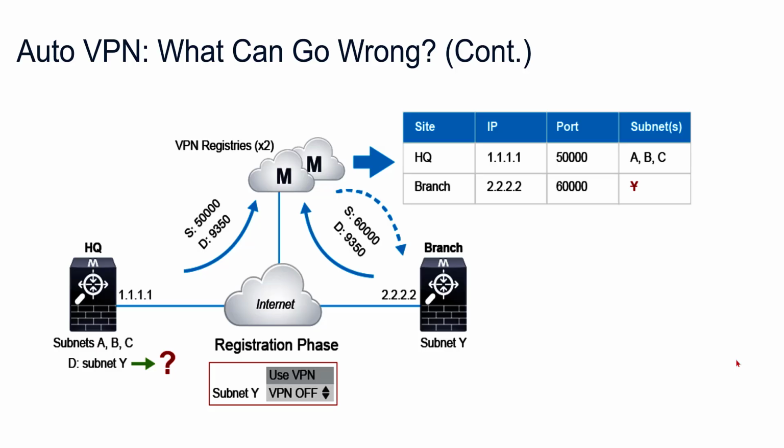Okay? You can probably recognize this pretty quickly because the tunnel is up, the registry's good, you're just getting packet loss at the tunnel level. So make sure you check subnet participation. Also, remember, AutoVPN is not just about tunnels. It's about what networks are allowed over that tunnel.